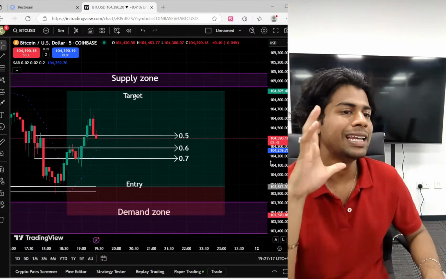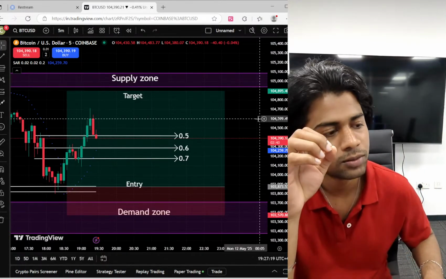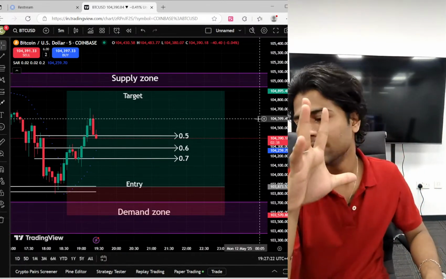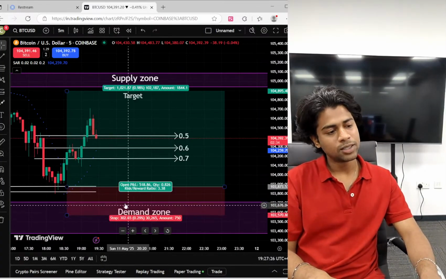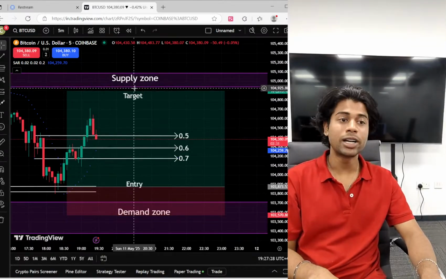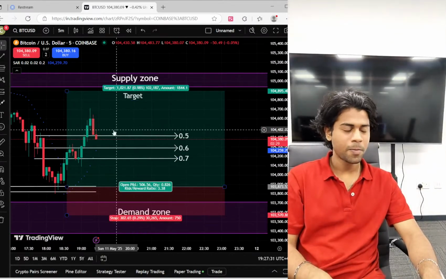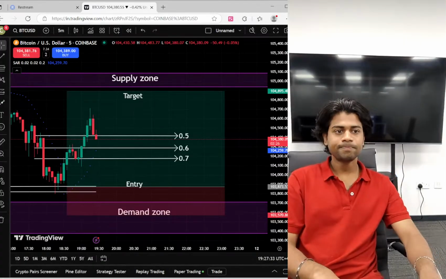But such a clear chart I have made for you to take a trade. If people enter this live stream, they would clearly know where is the demand zone, where you have to enter, what is your target, what is your supply zone. Proud of me.